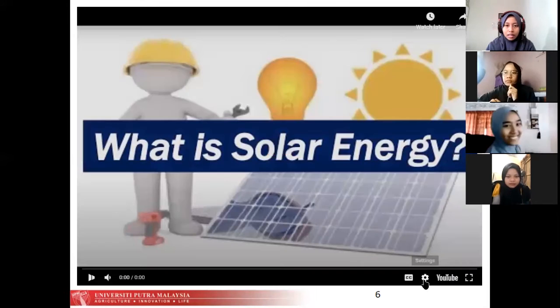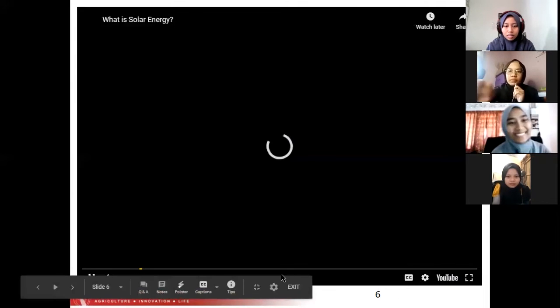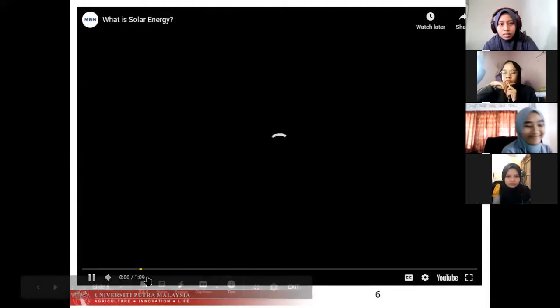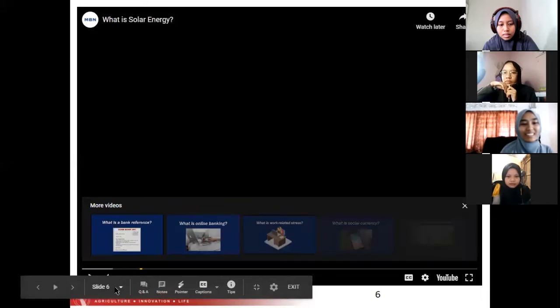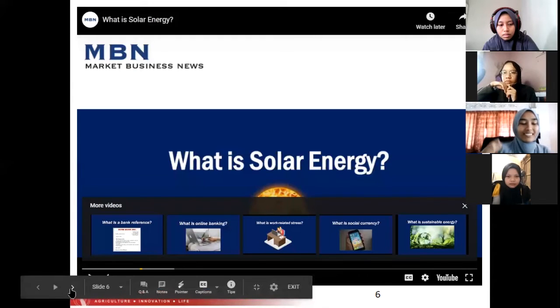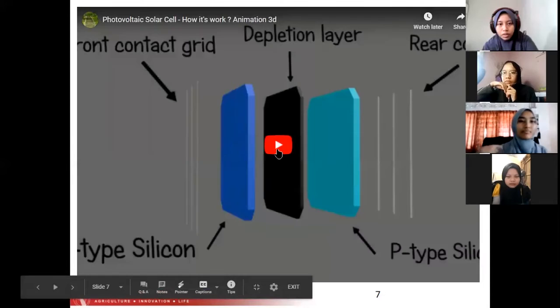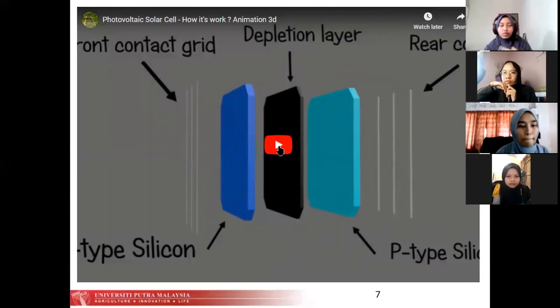Okay, the next slide is about the photovoltaic solar cell, which is how a solar panel works.